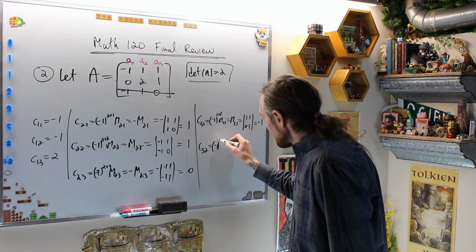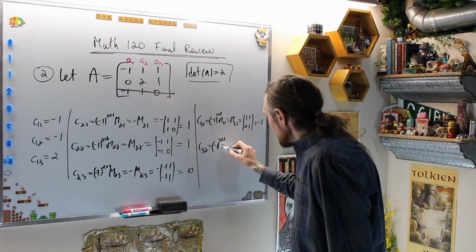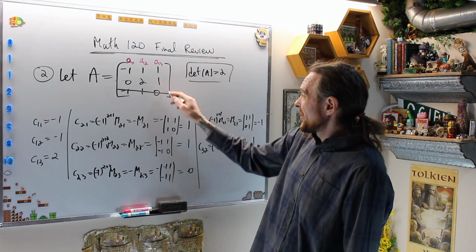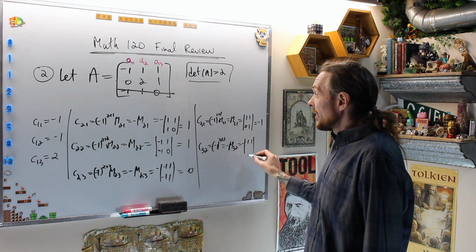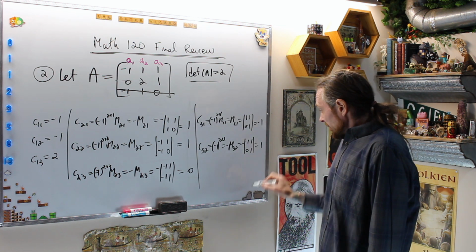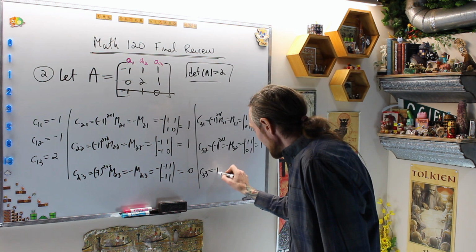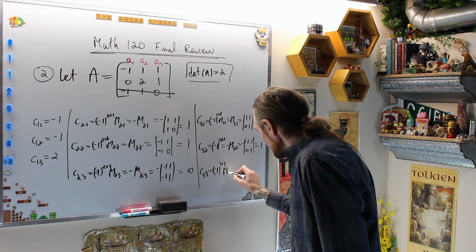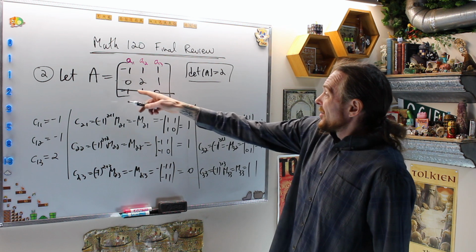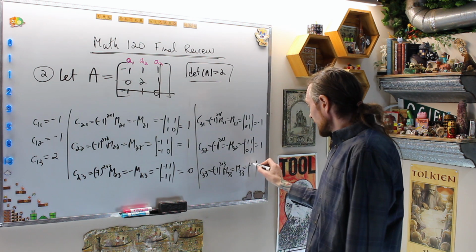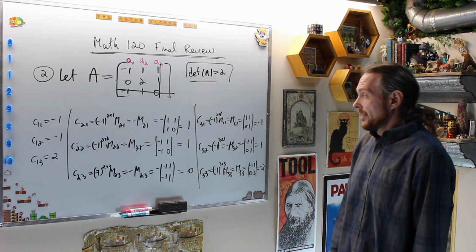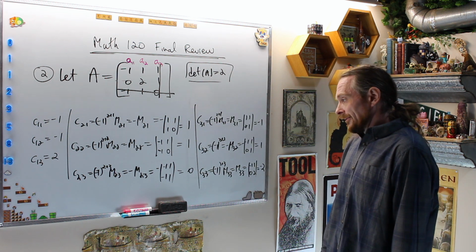C32 is negative 1 to the 3 plus 2, which is negative M32, which is negative 2 by 2 determinant. Negative 1, 1, 0, 1. Negative 1 gives me positive 1. C33 is negative 1 to the 3 plus 3, M33, which is M33, which is this guy, negative 1, 1, 0, 2, which is negative 2. We'll see if I got those right.